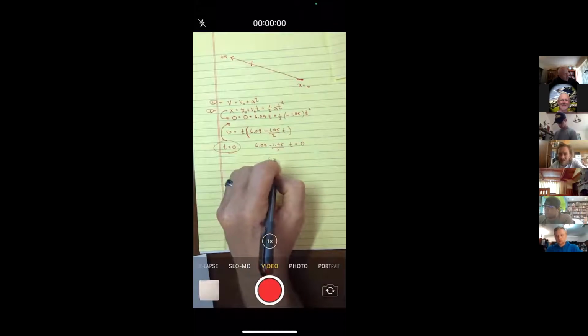So 6.09 equals 1.95 t over 2, and solve this for time would be 6.09 times 2.